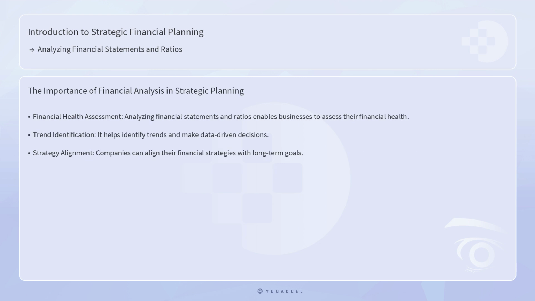To conclude, analyzing financial statements and ratios is an essential practice in strategic financial planning. It enables businesses to assess their financial health, identify trends, and make data-driven decisions. By understanding the intricacies of financial statements and utilizing various financial ratios, companies can align their financial strategies with their long-term goals, ensuring sustainable growth and success.